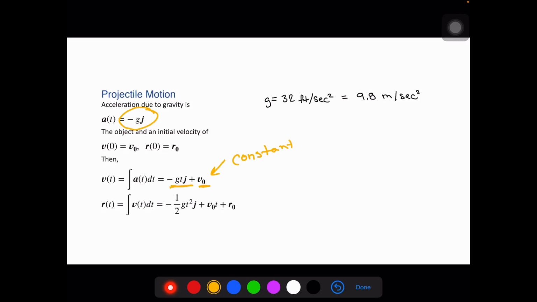And then if we go ahead and integrate our velocity function, and that's what I have in the next line. So if we integrate our velocity function, integrate again, the negative gt becomes negative 1/2 gt squared. And then our constant v0, when we integrate that, it becomes v0t. And then our new constant is our initial position, r0. And so there's our formula for projectile motion.